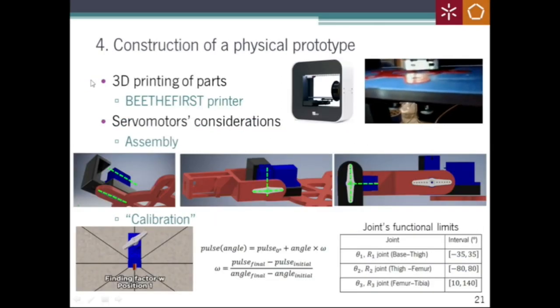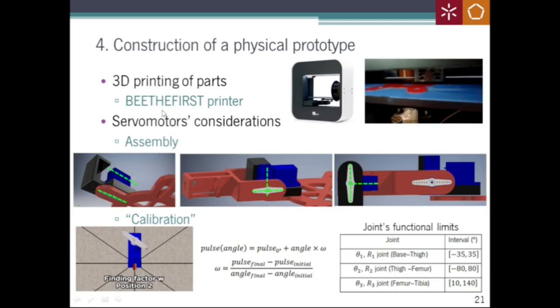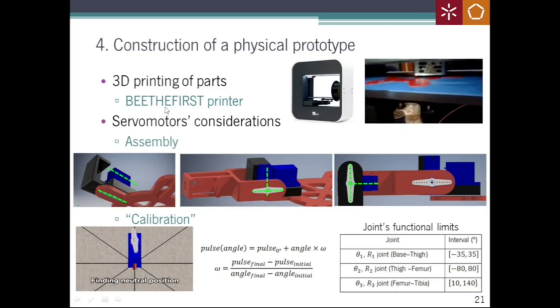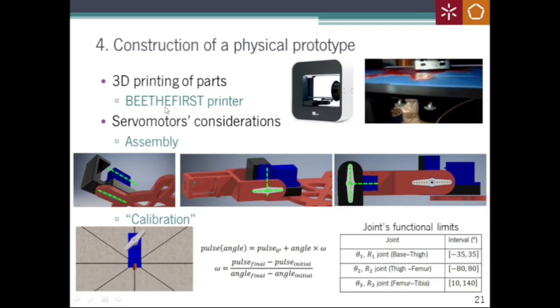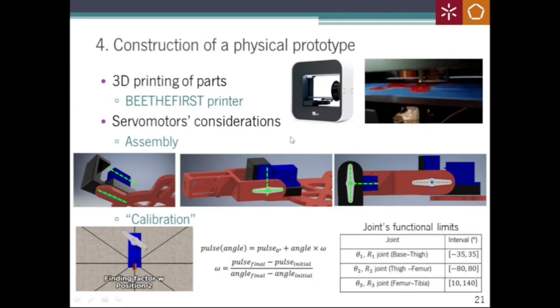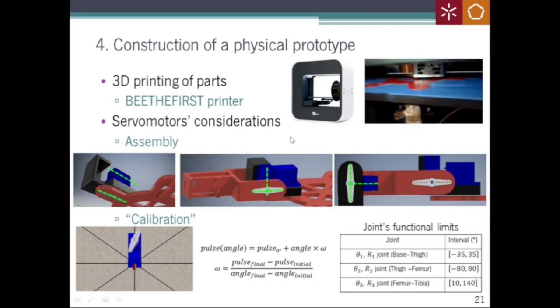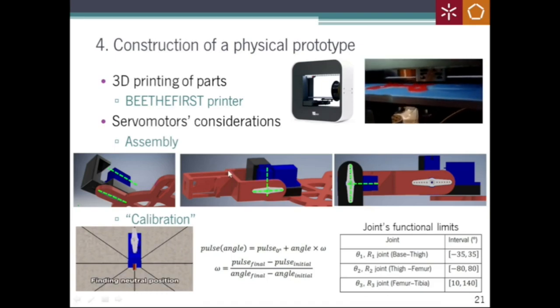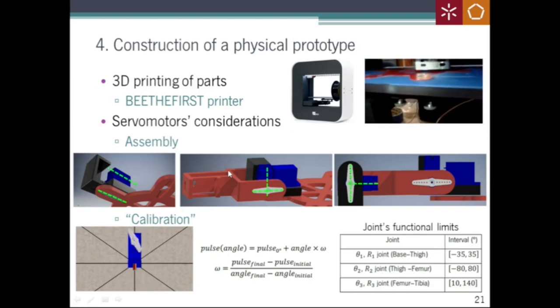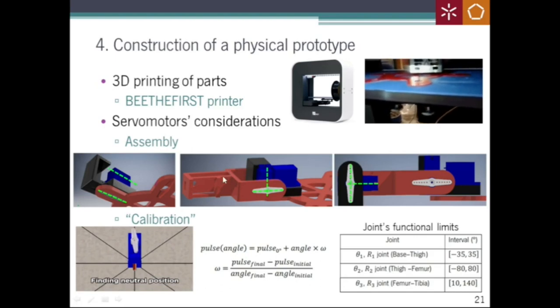This fourth chapter deals with the physical construction of the robot. The 3D printer used was the first from the Portuguese company Be Very Creative. A complete leg to test the fit of the different components was first printed. Before assembling the servo motors, it was necessary to define in which positions they should be assembled in order to maximize the angular movement of the joints.